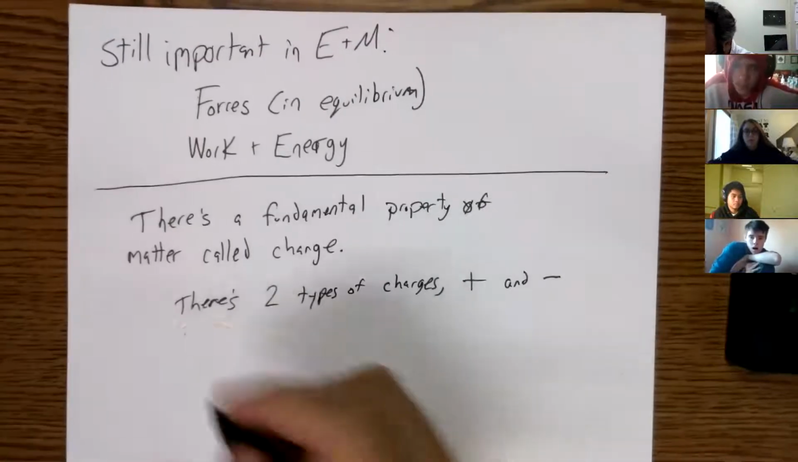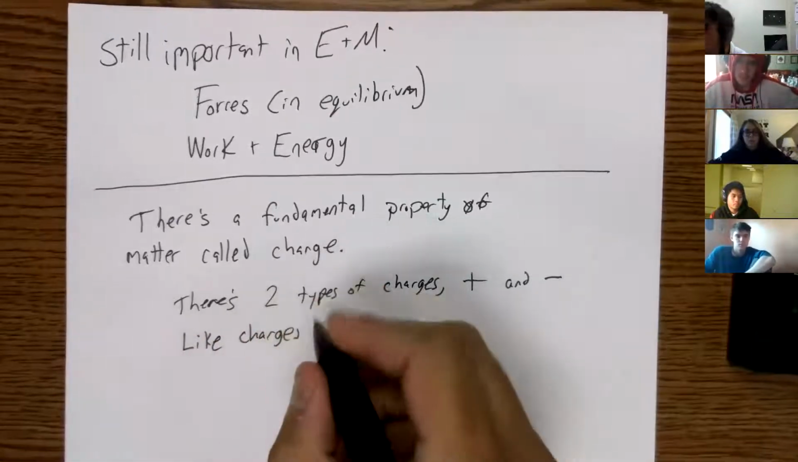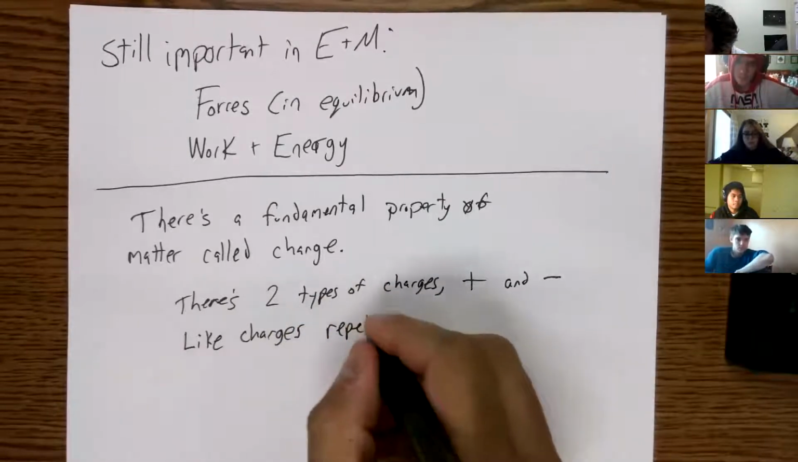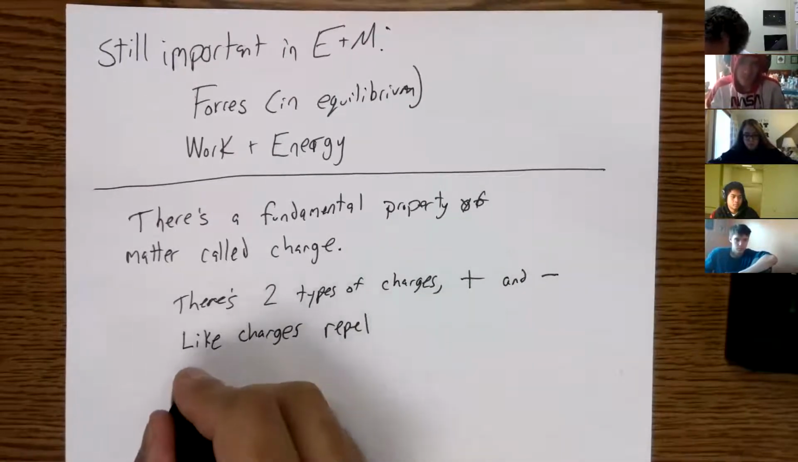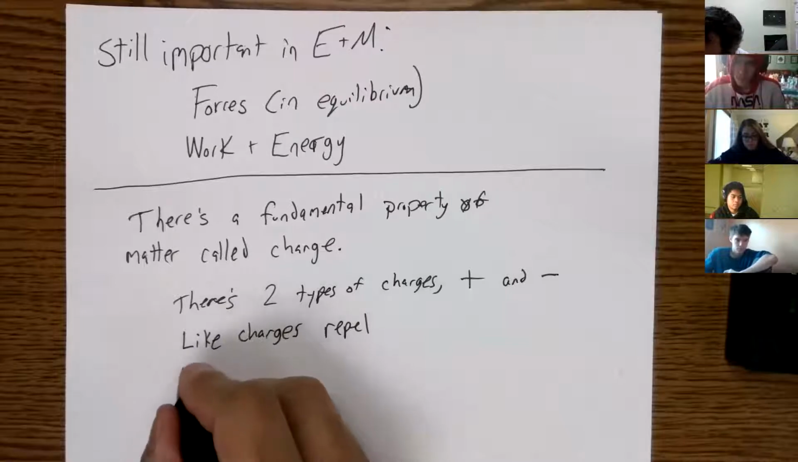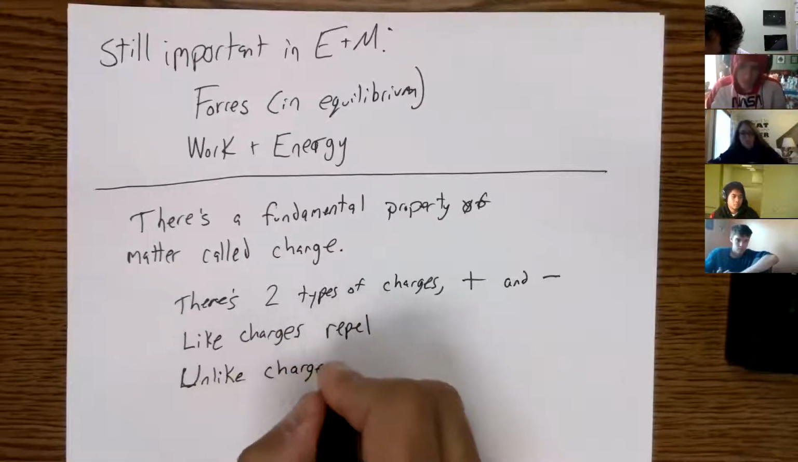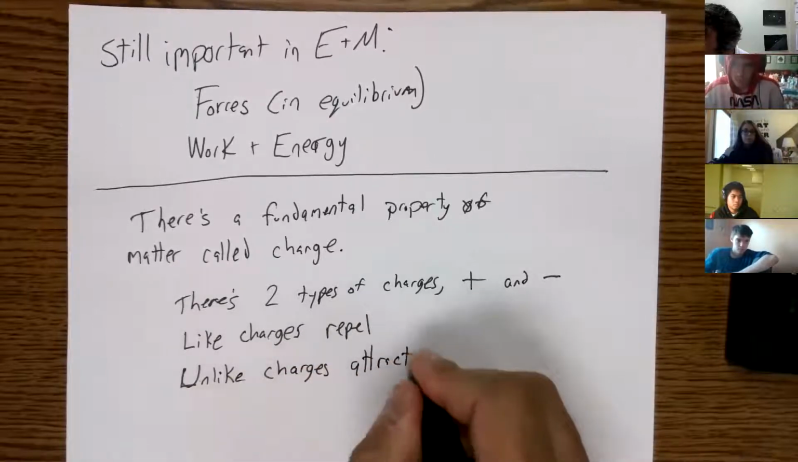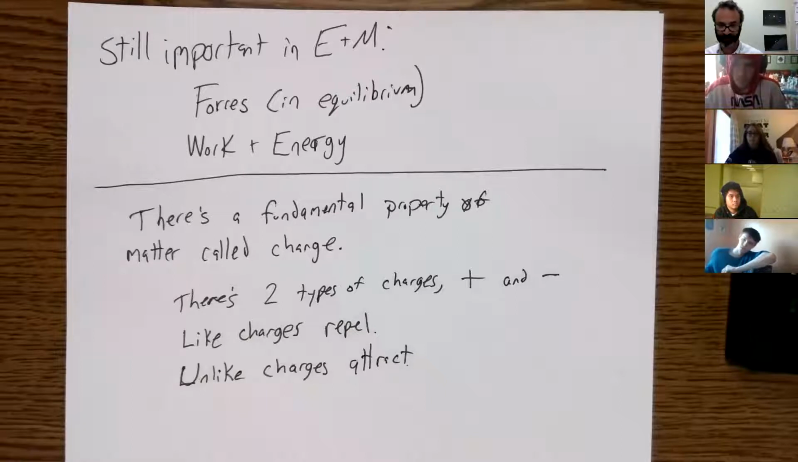And we know there's two types because we've seen that like charges will repel each other. So if you have a positive and a positive charge, they'll repel. And unlike charges attract. And those are forces, right? If you have two like charges, they exert forces on each other, repelling forces. And if you have two unlike charges, they're exerting forces as well, attracting charges.